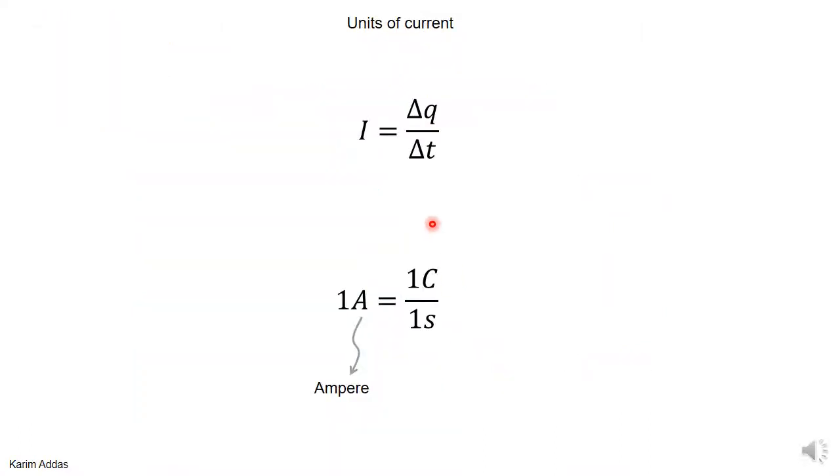The units of current are amperes, so coulomb per second is an ampere.